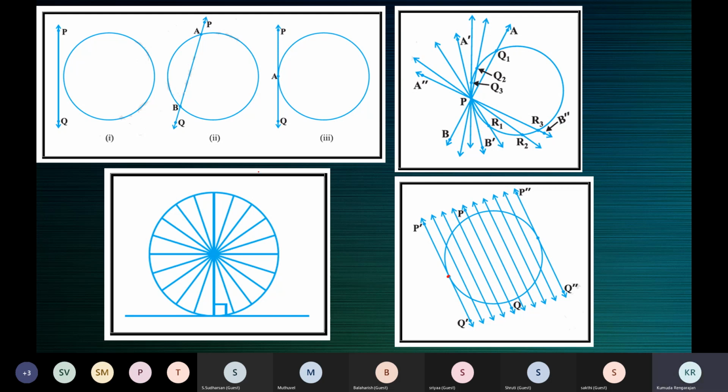And we'll also see that these two parallel tangents will be at the ends of the diameter. That is, when you have a circle, and if this is the diameter, if you draw tangents at the ends of the diameter, they will be parallel to each other. Tangents drawn at the ends of a diameter are parallel to each other.